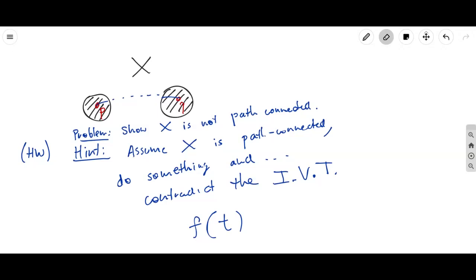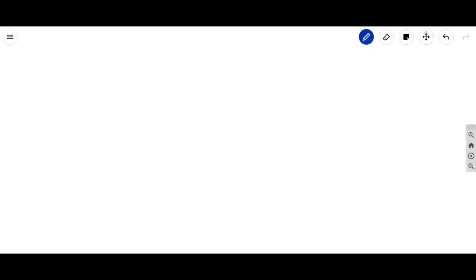Okay, so now we want to get to the next idea, and that's that we want to say that two paths, one can be deformed into the other. And this one will use homotopy. We actually talked about homotopy in the first lecture. So let's just review homotopy.